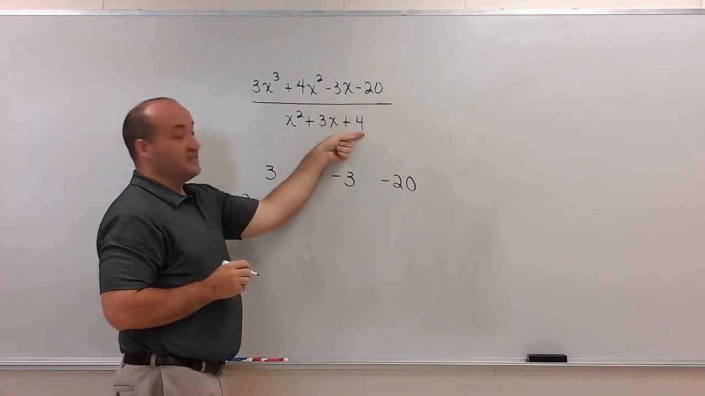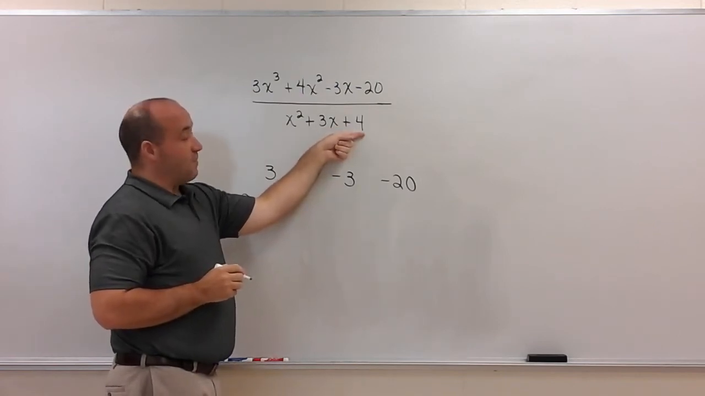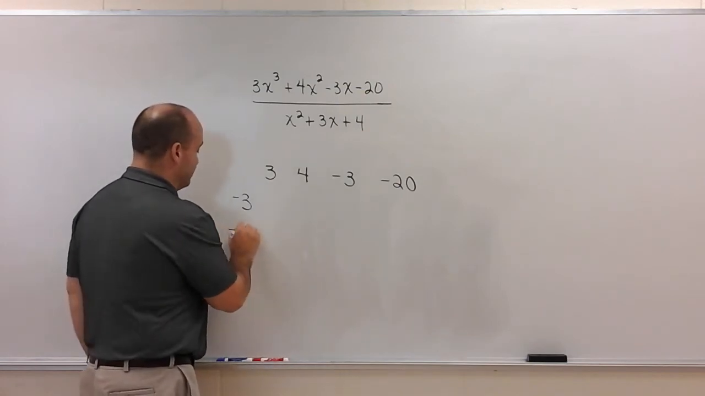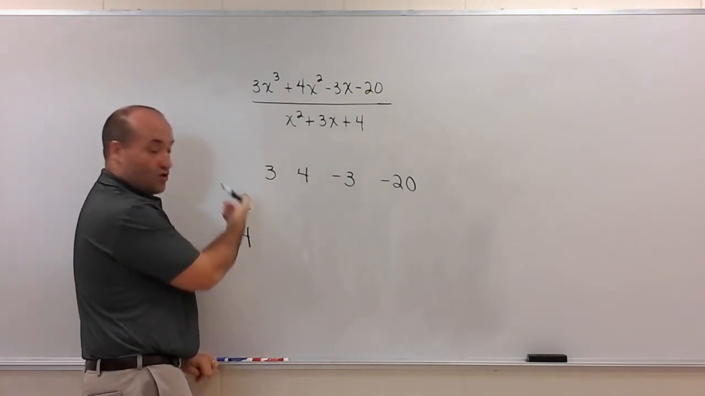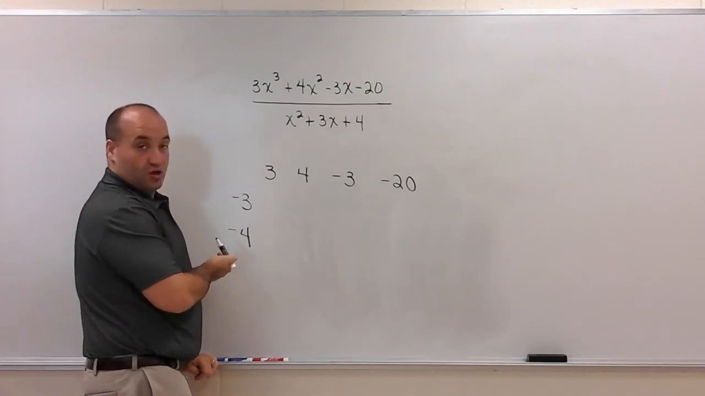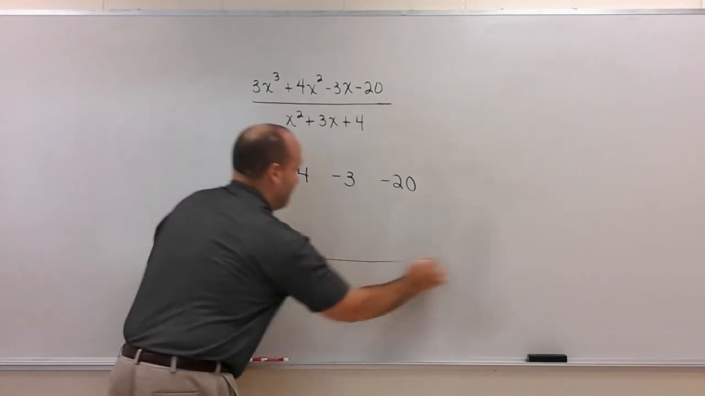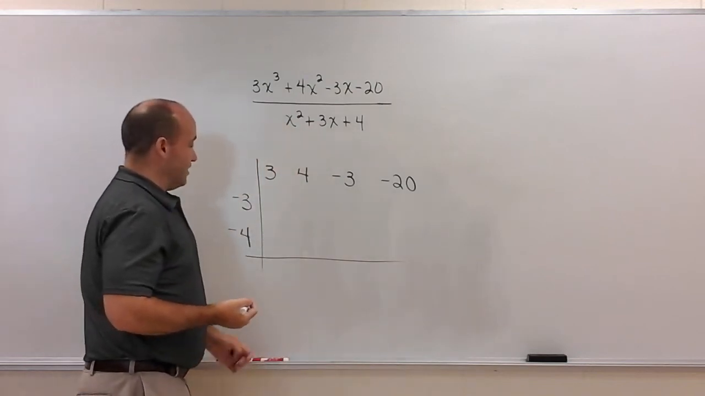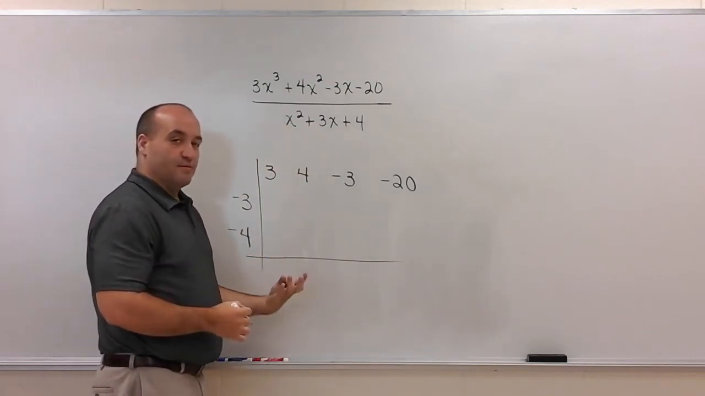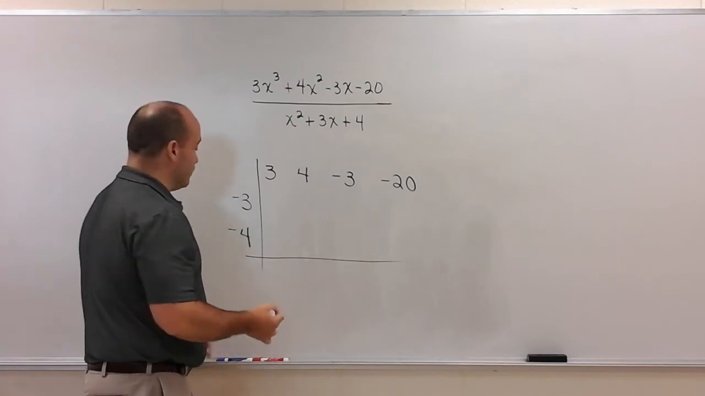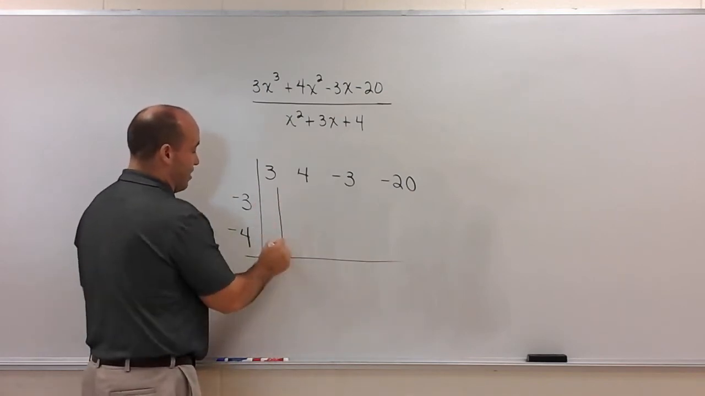And since the constant is also there, I need to use the opposite of it as well. So we're going to use negative 4 as our other divisor. So instead of having one divisor, I'm going to have 2 using synthetic division. So let's block those off. And we're going to have a little bit different process, but very similar to what you would normally do in regular synthetic division.